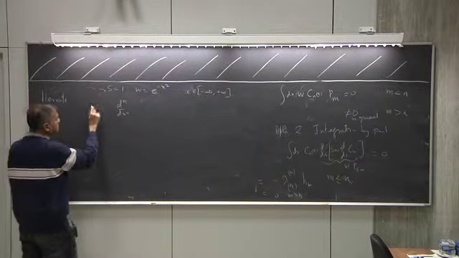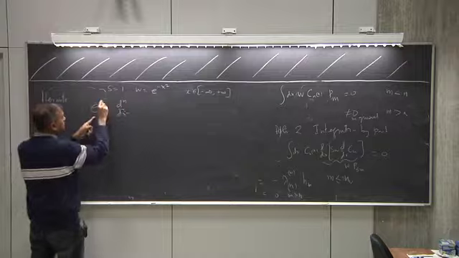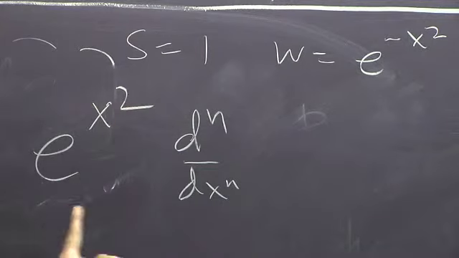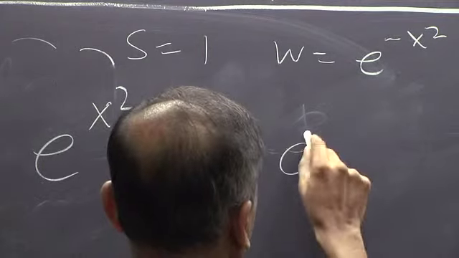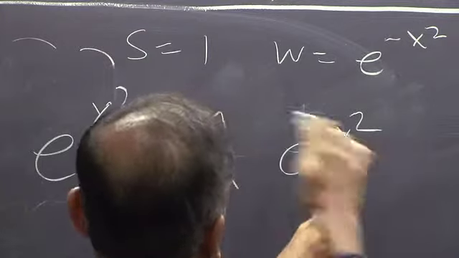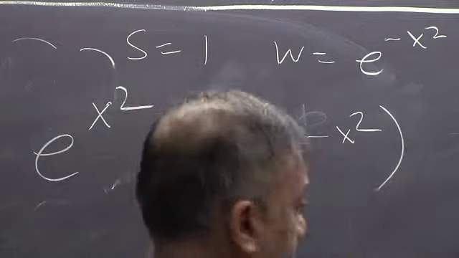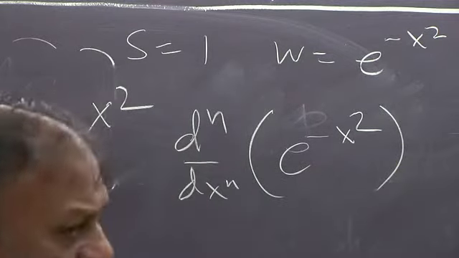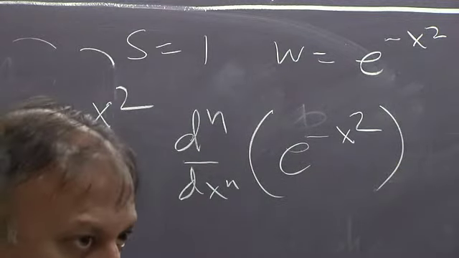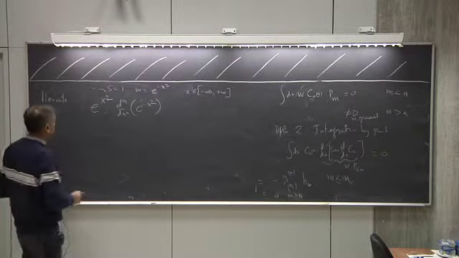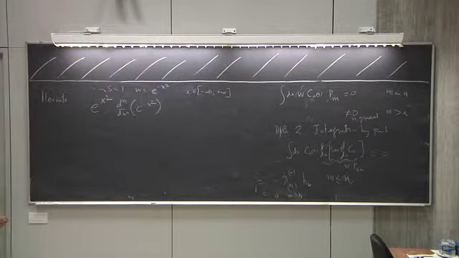So let me write down explicitly. This is 1 over w, so it becomes e to the x square, then w is e to the minus x square, times s to the n, but s is 1, so s to the n is 1. So it is simply that, up to some normalization constant. I'm not bothered about normalization for the moment. Let's call this hn.